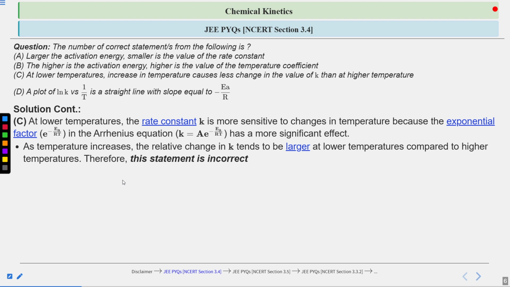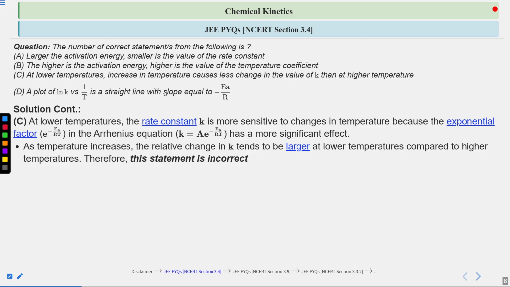I hope you are understanding what I want to say, how the value of the rate constant changes when you are increasing the temperature, when the temperature is already lower or when it is already higher. So if the temperature is lower and you are increasing it slowly, the relative change in the rate constant tends to be larger compared to the condition where the temperature already has a higher value and you are increasing it. At that time, the relative change in the rate constant will be lower.